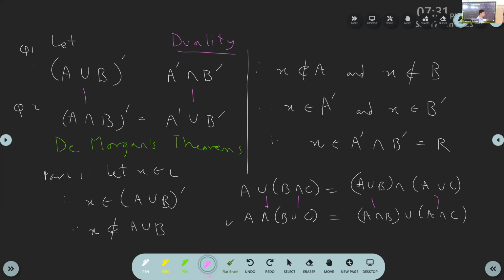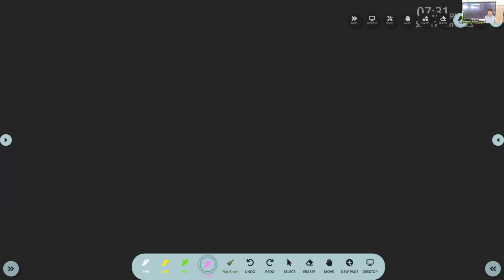Let me come back to what we started discussing last time. Cartesian product, does everyone remember? A cross B. If I have set A and set B, then A cross B is the set of all ordered pairs (a, b), so that a belongs to the first set and b belongs to the second set.